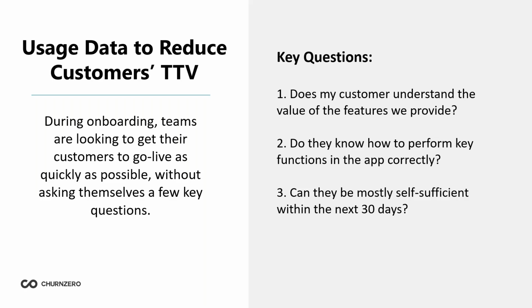Do they know how to properly perform the key functions in the app correctly? Understanding them is one thing, knowing how to use them is completely different. Can they mostly be self-sufficient within the next 30 days? Hey, I know we're going to put together these proactive triggers. We're going to reach out when we see trends go up and down. But we don't want them to start rocky.